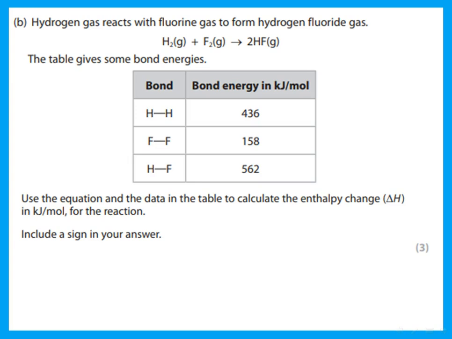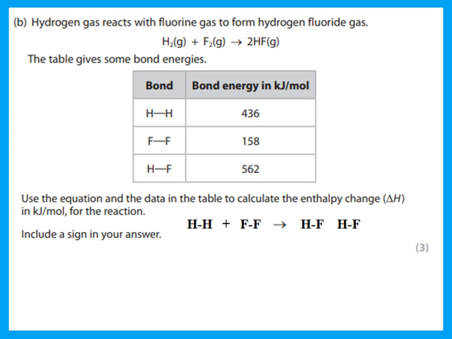Then this is a typical question that you will get in every paper. Use the equation and the data in the table to calculate the change in enthalpy, delta H, for this reaction. So he gives me an equation at the top and he gives me information about the bond energies. So the first thing I do is I look at the bonds. What do I have? H2 means I have 1 bond between 2 H's. F2 means I have 1 bond between 2 F atoms. And 2 HFs. So I have HF and HF. These are the ones that I have.